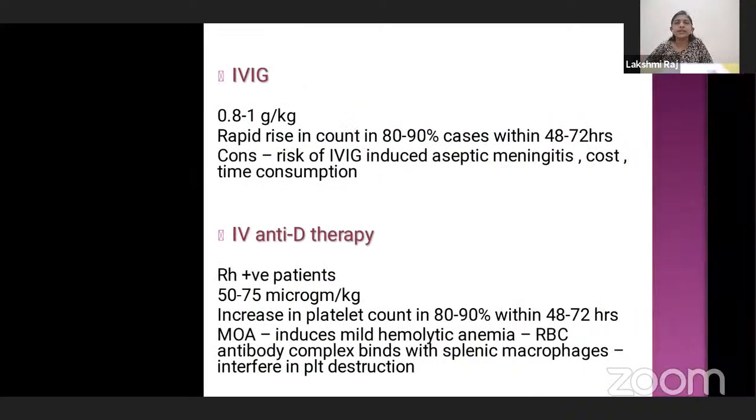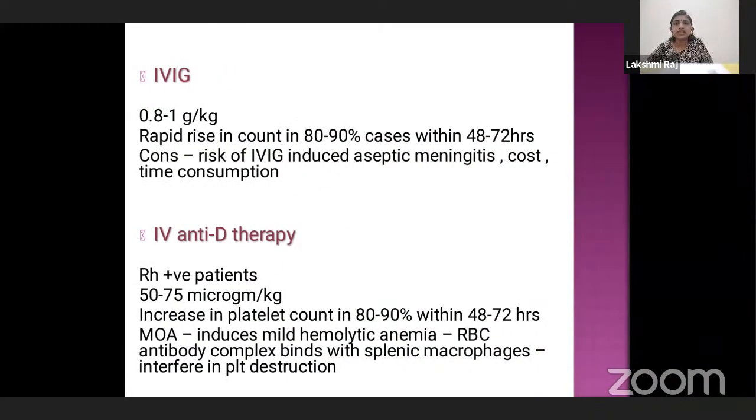Then about IVIG, the dose is 0.8 to 1 gram per kg. And we will see a rapid rise in platelet count in around 90% of cases. Steroids will take more time to act, but with IVIG, we can see a rapid rise in the count within 72 hours in 90% of cases. The side effects are a risk of IVIG-induced aseptic meningitis, and cost. Time consumption is okay, but cost is the major thing which hinders the use of IVIG.